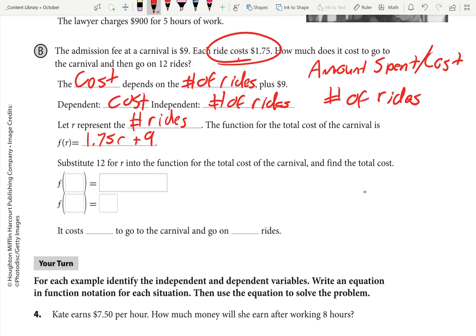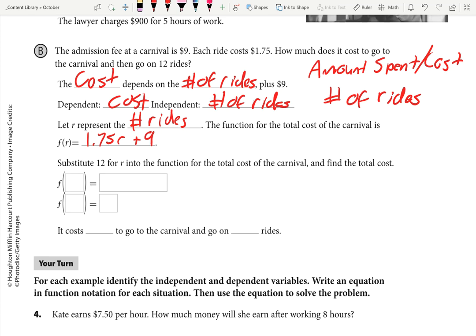This is saying that for every ride I go on, it costs $1.75. So it's $1.75 times r, because it's $1.75 per ride. And then plus 9, because the 9 is just the general admission fee. So the r goes with the 1.75 instead of the 9, because 1.75 is how much the rides cost, and the 9 is not how much the rides cost. The 9 was just the admission fee. So r stands for rides, so it makes sense that r would be with the cost of the rides.